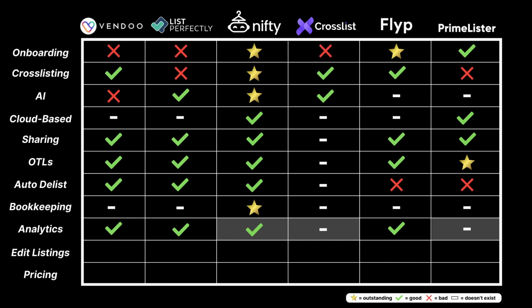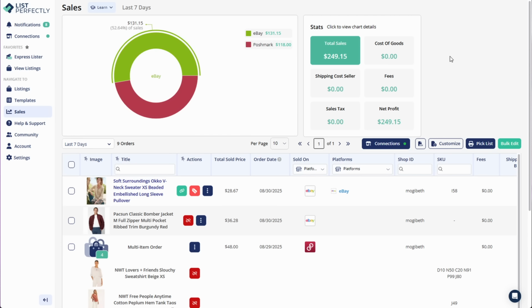That said, just from a design and usability standpoint, I personally preferred the analytics dashboard on Vendoo and Flyp over List Perfectly. List Perfectly's was pretty minimal. There weren't any insights into top-selling brands or categories unless I missed it, which is something that was on Vendoo and was on Flyp, and it's something that I do like to keep an eye on.